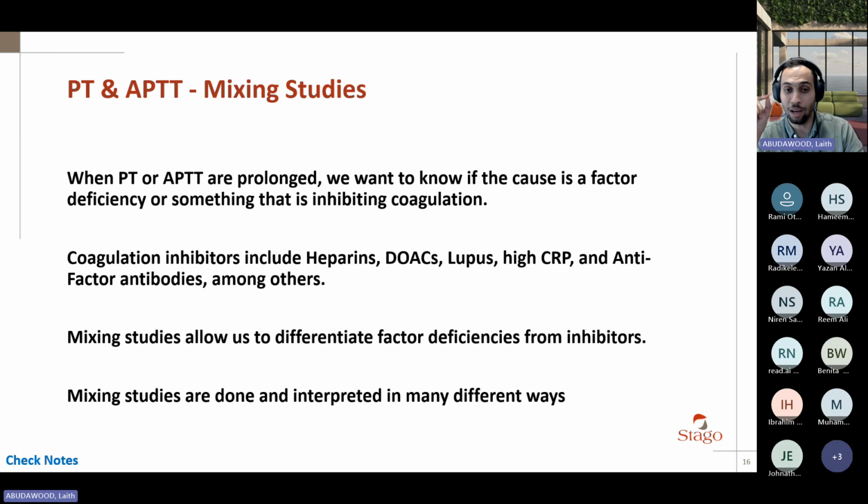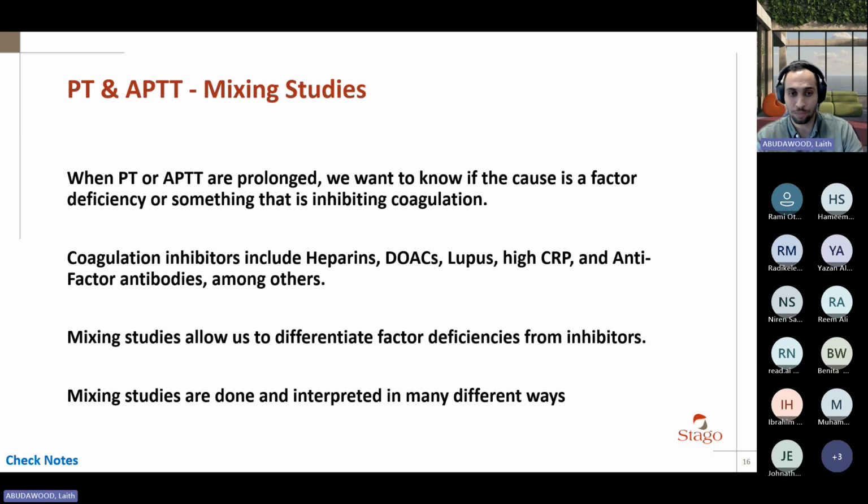Very important though. When I say inhibitors, again, I am not talking about the natural inhibitors in your blood. With natural inhibitors, I'm referring to protein C, protein S, and antithrombin. Again, PT and PTT cannot detect the presence of protein C, protein S, and antithrombin. When I say inhibitors in the context of mixing studies, I'm talking about things such as lupus anticoagulant, heparin, CRP, anti-factor antibodies, direct oral anticoagulants. These are not things which are normally present in your body. Yes, lupus anticoagulants are antibodies, but these are not normally present.